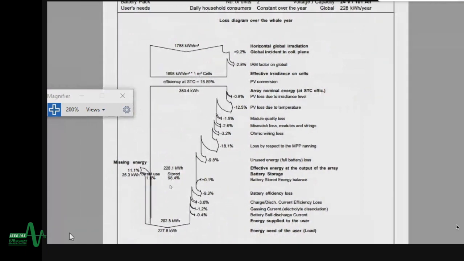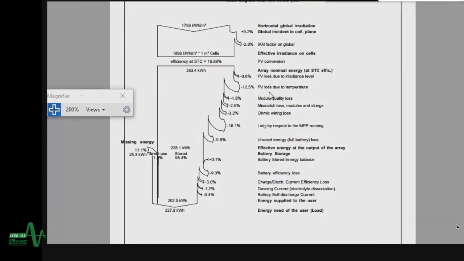And it's the loss profile. So here you can see the losses. Here we can state that the huge amount of loss is actually for this one, minus 18.1%. It lost with respect to the MPP running. That means for maximum power point tracking, it actually drains lots of energy. 18% of energy losses due to this system, and then 12.5% PV loss due to the temperature, and 9.8% loss due to the unused energy.